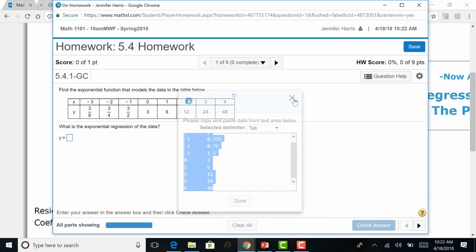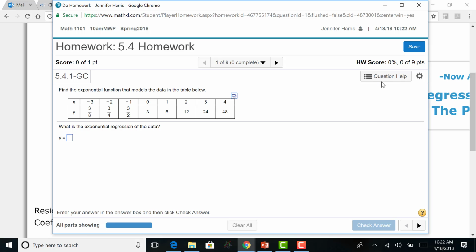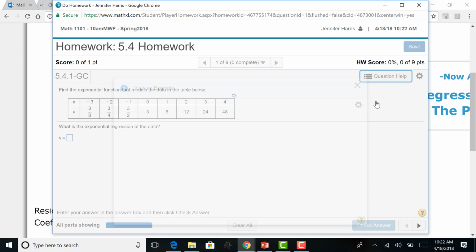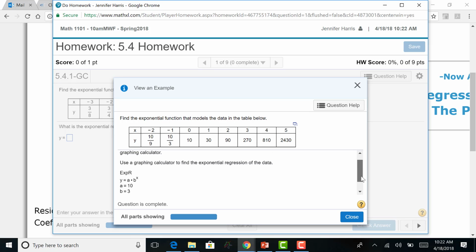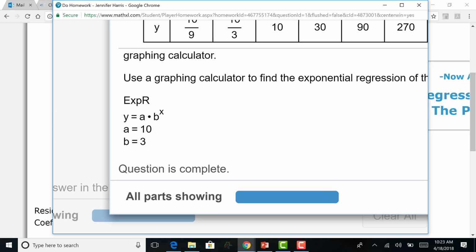Alrighty, let me close this window. I'm going to look at the example just to see if they want me to round to a certain place. Alrighty, let's see what they got. Therefore the exponential. So notice for this one, here's the example. See what they have here? When you put it in, they want to see what A is and what B is. Here, A was 10 and B was 3 when you put it into the graphing tool that they put it into. And so they wanted to write the final answer.